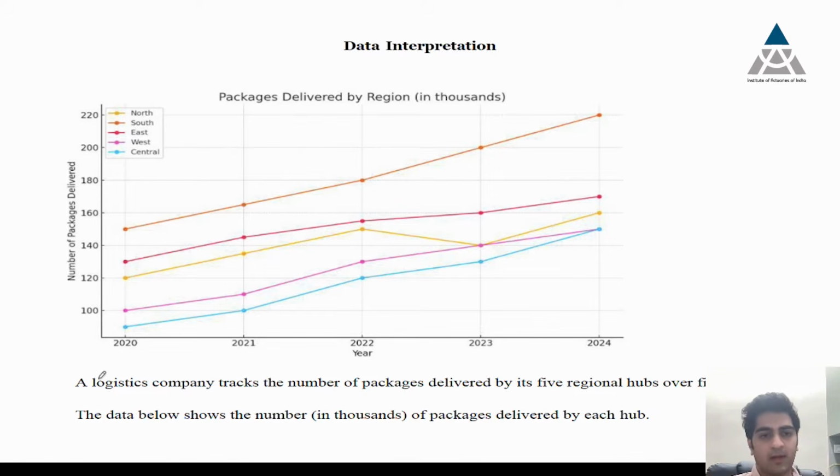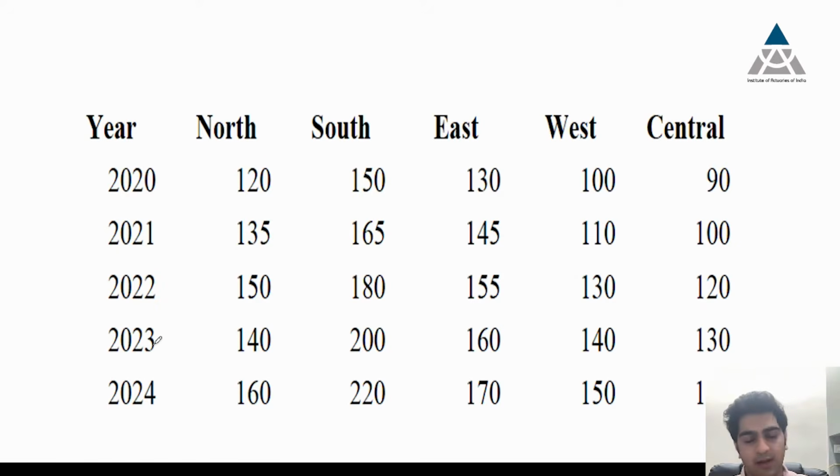So in this case, you have a logistics company that tracks the number of packages delivered by its 5 regional hubs over 5 years. So it is 5 regional hubs, and you can see it in the chart as well: north, south, east, west, central. What are the number of packages they have delivered over the last 5 years from 2020 to 2024? That's exactly what the data is all about. Okay, and this chart data is given in a tabular format in the next part.